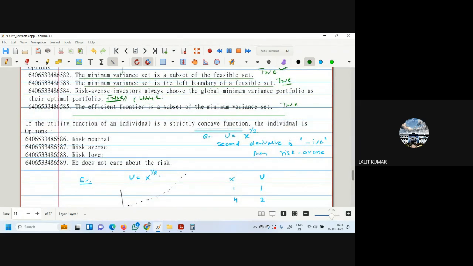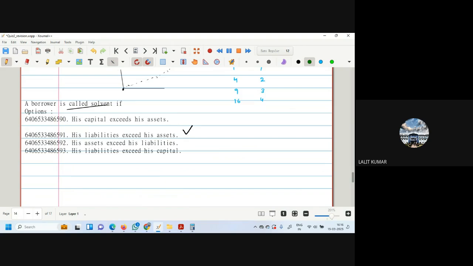Okay, if the utility function of an individual is a strictly concave function, then the individual is what? This is straight from the theoretical part. Concave functions, we know, are like x to the power 1 by 2. So the second derivative, d square f by dx square, will become negative. If it is negative, then it is a risk averse person. A borrower is called solvent when his assets are less than liabilities. Liabilities. Straight away. Okay.